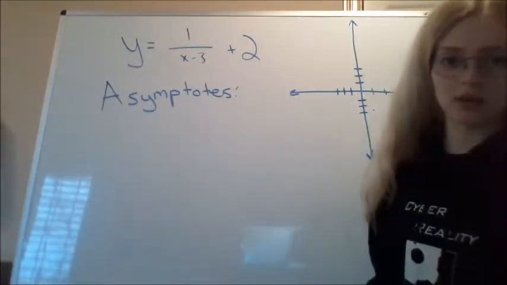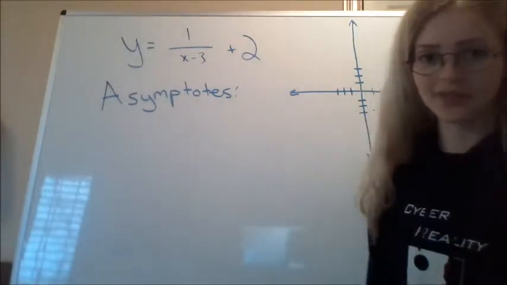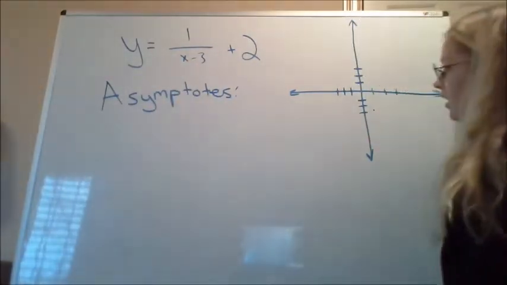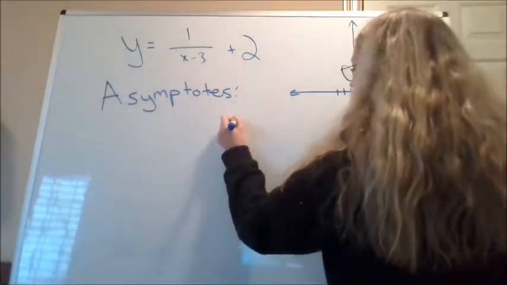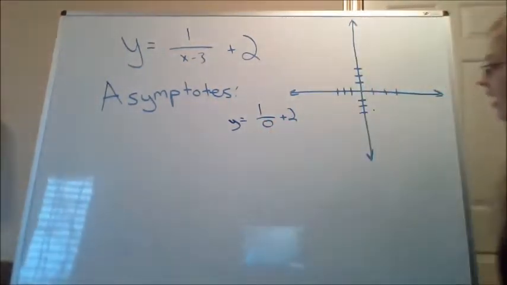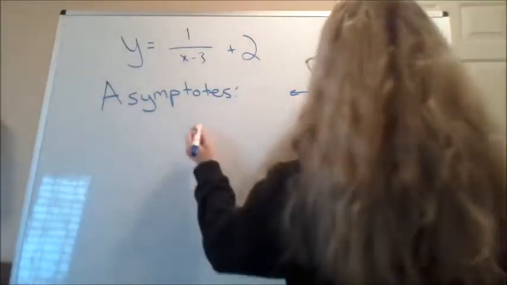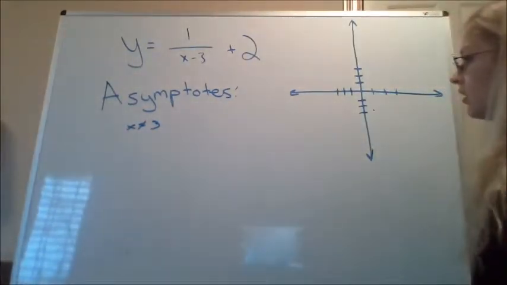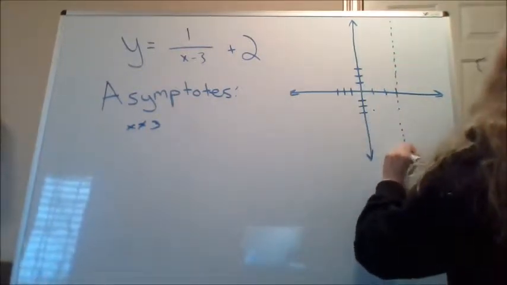So we have two asymptotes in this function right here. And these two asymptotes come from two observations that we can make about the function. The first observation is that x cannot equal 3, because if x did equal 3, then this would give us y equals 1 over 0, plus 2, and this right here is undefined. So we know that x cannot equal 3. And so we can draw in an asymptote right here at x equals 3.